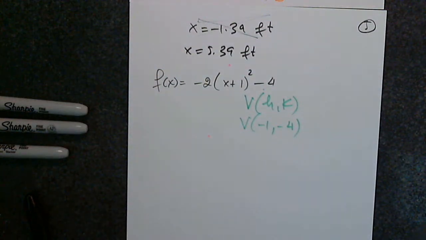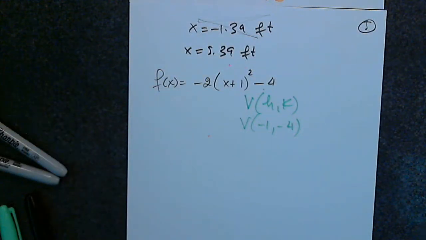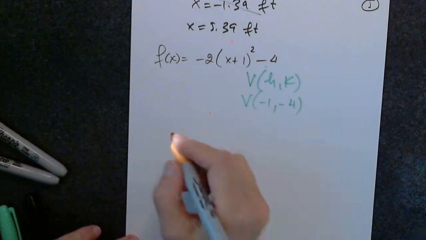Can anyone give us the range? We haven't even graphed anything. Can anyone give us the range? Negative infinity to negative 4. Very good. Awesome. And we haven't done anything. I just looked silly with my arms up and down. Perfect. So let's go through all the steps.